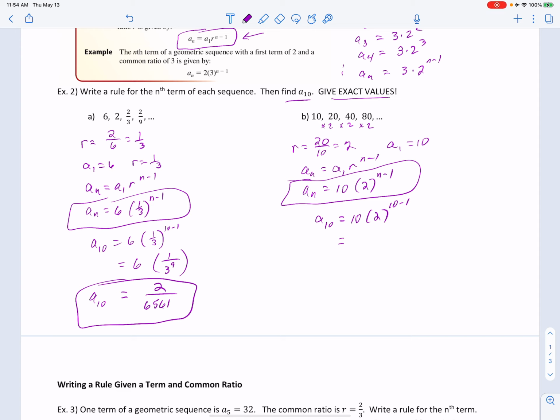So you're going to get 10 times 2 to the 9th, and you need to do the 2 to the 9th first. And when you multiply that out, you're going to get 5,120.